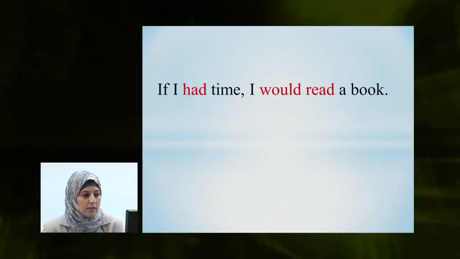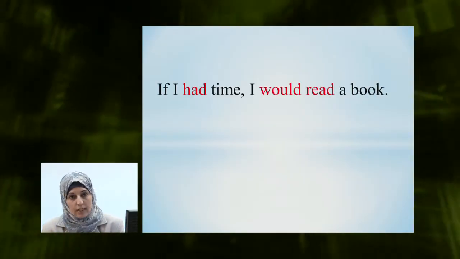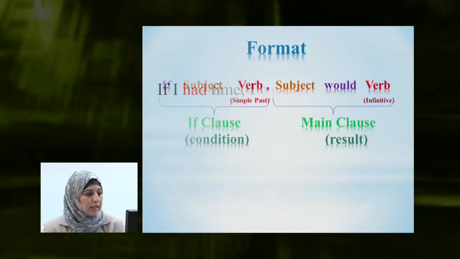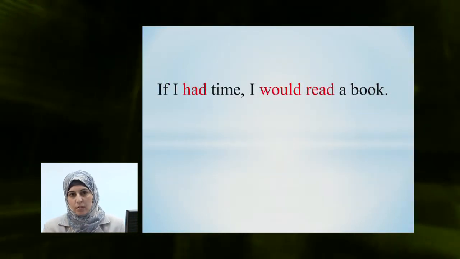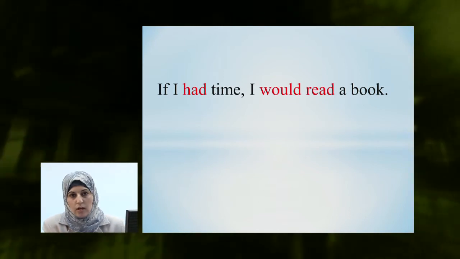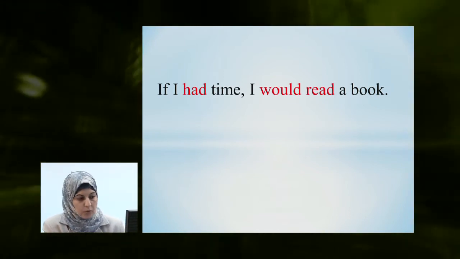Now, let's move to the format, or before that, let's see another example. If I had time, I would read a book. Again, what is reality? Actually, reality is I don't have time now, so I can't read the book. Now let's move to the format of the conditional type 2.